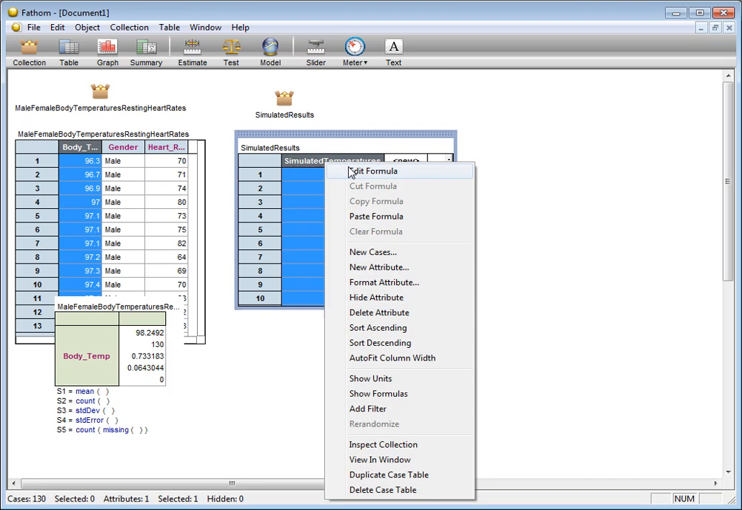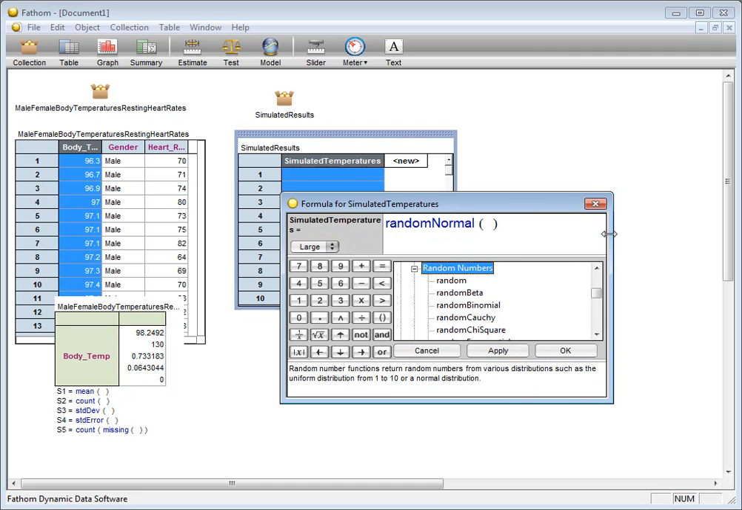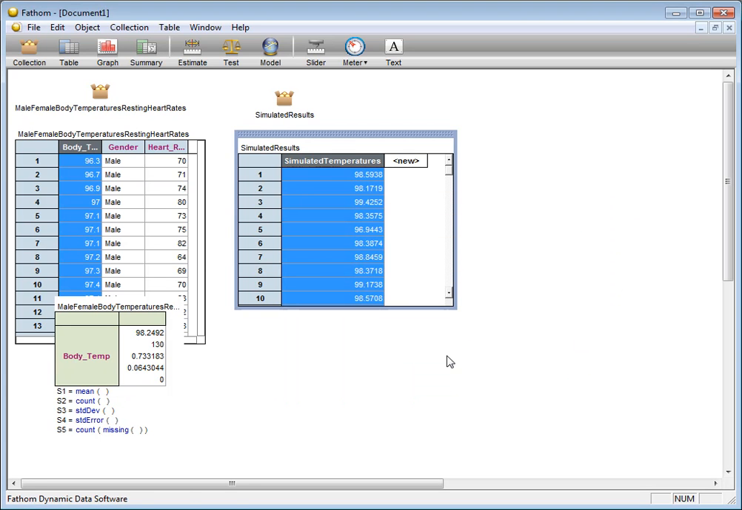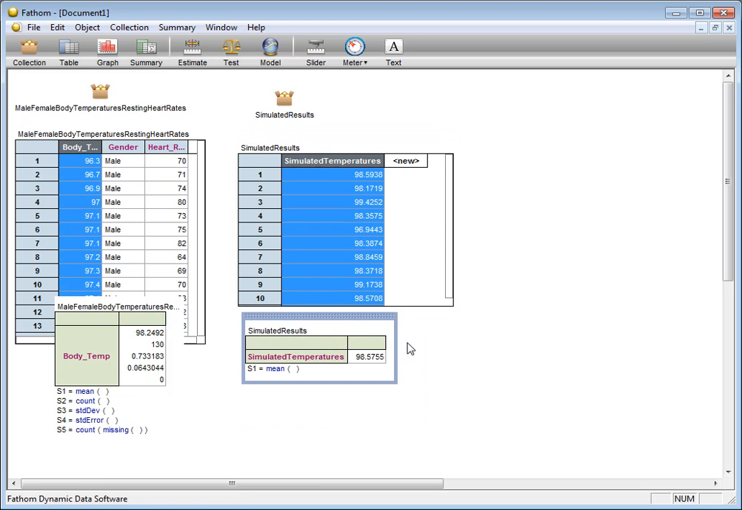So I'm going to right-click on this attribute and edit a formula. That formula is going to be random normal. I need to specify a mean and a standard deviation. Remember, under the null hypothesis, that nothing is going on, humans have an average body temperature of 98.6 degrees. That's the wives' tale. I'm going to introduce a standard deviation equal to that sample standard deviation that we observed in the set of data from the study. And here we go. If I calculate the sample mean for this particular group, I see that it's 98.5755, quite close to the wives' tale value, the null hypothesized value of 98.6.